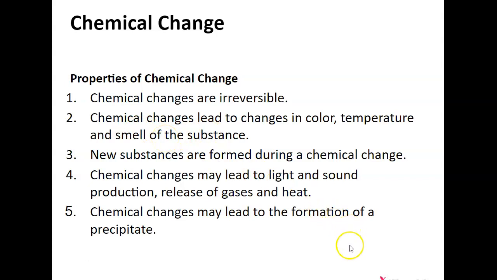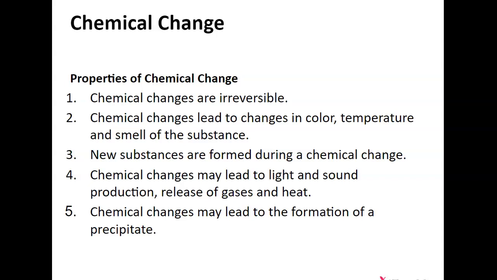Okay. Third one, new substances are formed during a chemical change. And if you'll remember, we talked about the beginning part was the reactants. The product, or what is formed, is... so remember we talked about in a chemical change, the reactants are what goes into it, and then what it forms, that new substance, is called the products. You're going to have to remember those two words.